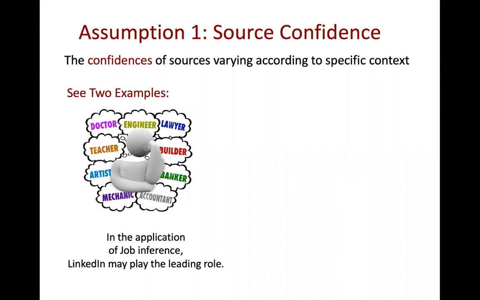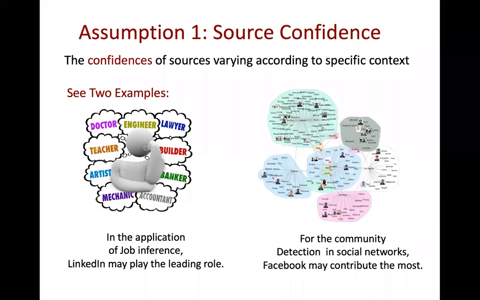See two examples, right? Take job applications. LinkedIn might play a leading role. Let's say you want to predict which job this person wants to apply for, which job to recommend. Then maybe job-related social networks like LinkedIn, or something like Headhunter in Russia, could be a relevant source, and therefore we can boost the confidence of that source. Another example is community detection in social networks. Facebook might contribute the most, right? Because Facebook is famous for its groups and communities, so if you want to go for community detection, you probably want to prioritize the Facebook data sources compared to, let's say, LinkedIn, like in the previous example.